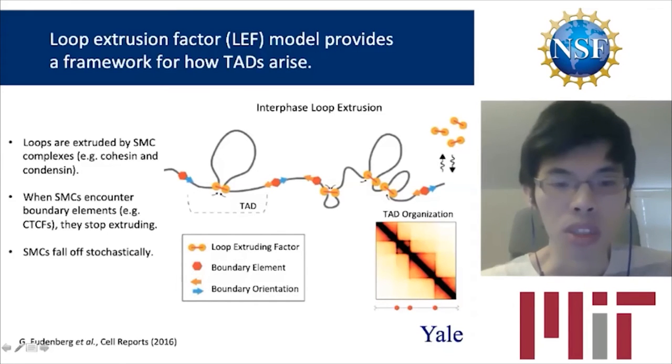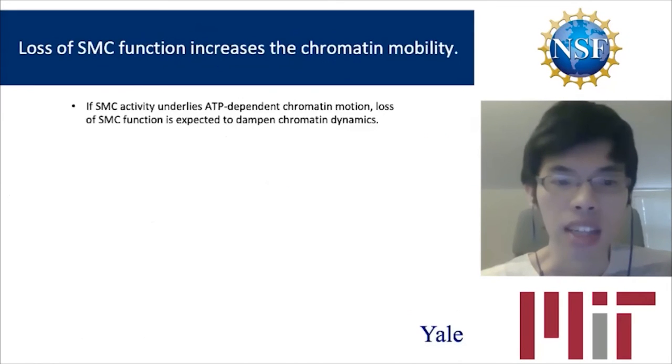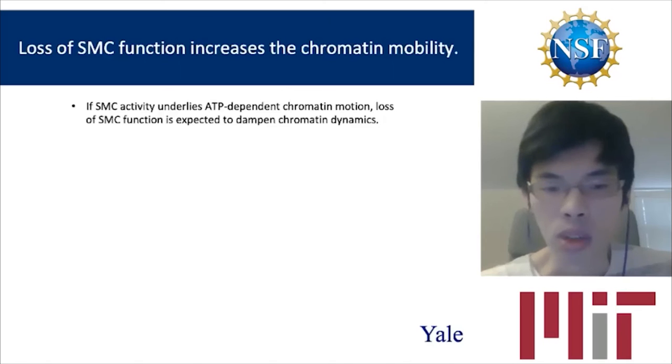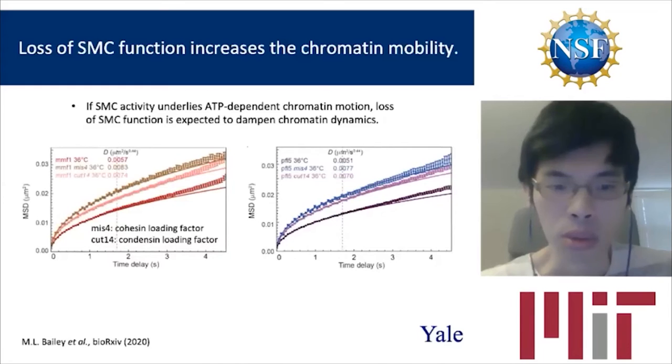Because the model assumes loop extrusion by SMC requires ATP, an attractive possibility is that SMC activity underlies ATP-dependent chromatin motion. So loss of SMC function is expected to dampen chromatin dynamics. Collaborating with the biology group, we developed a live cell imaging and a tracking approach to characterize the spatial and temporal dynamics of chromatin loci. Through the mean square displacement analysis, we observed a subdiffusive behavior in fission yeast.